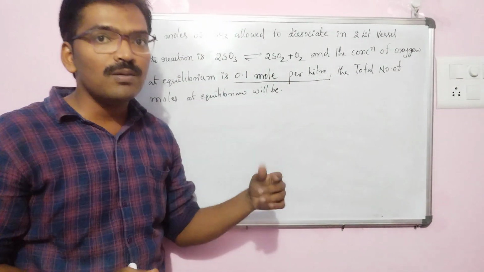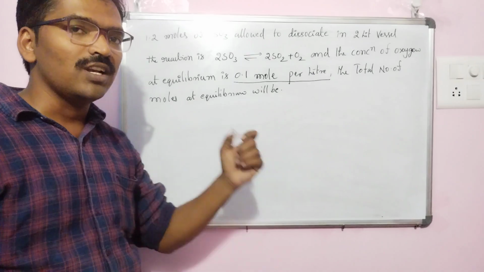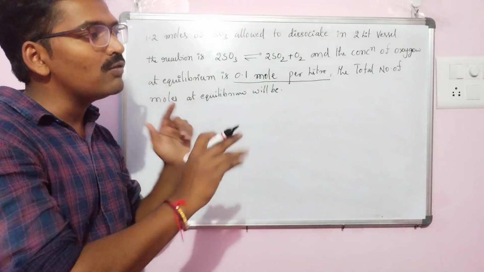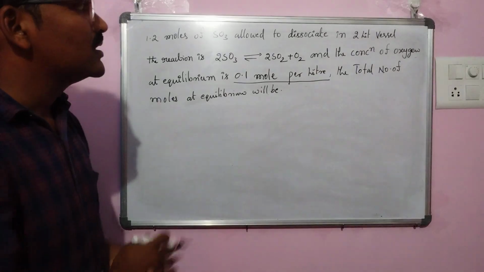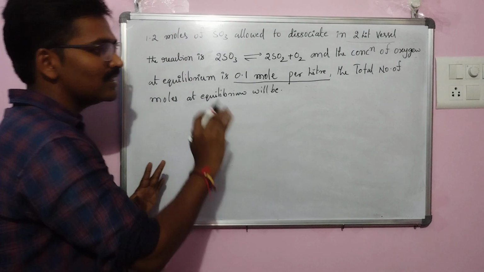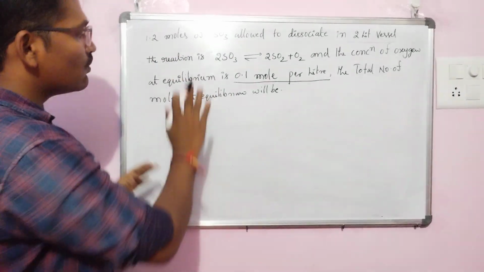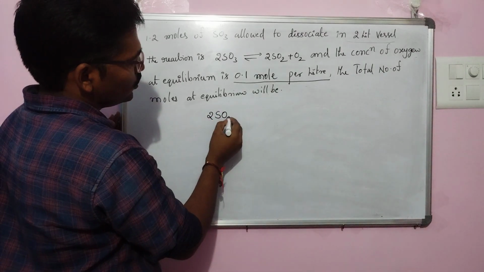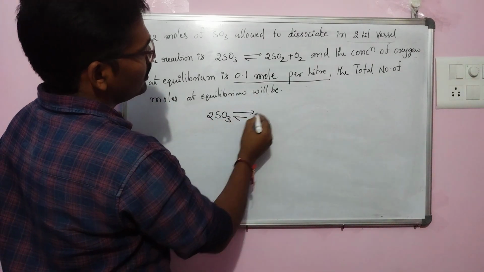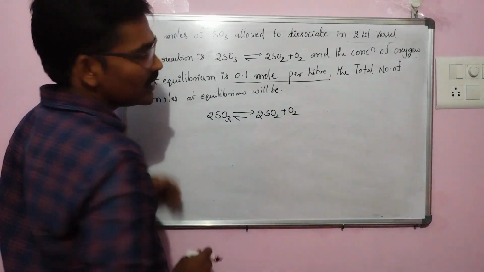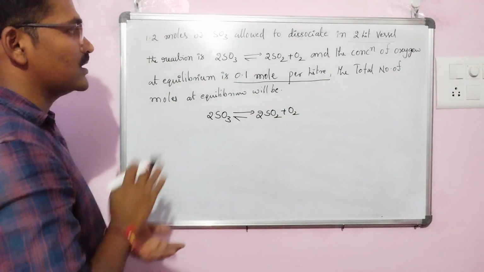In the previous problems they were asking for the equilibrium constant. Now they are asking, at the equilibrium position, how many total moles there are. One more thing: they have mentioned a 2 liter vessel. These are all the things we have to remember first. So note down the equation that is given first: 2SO3 gives 2SO2 plus O2.